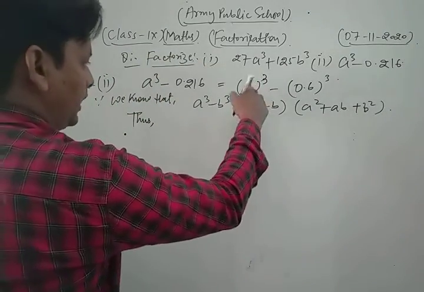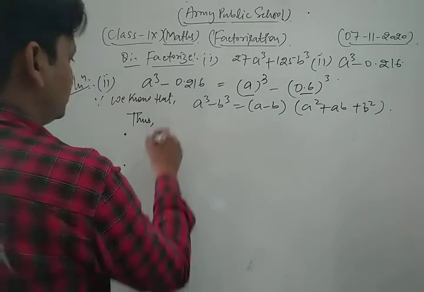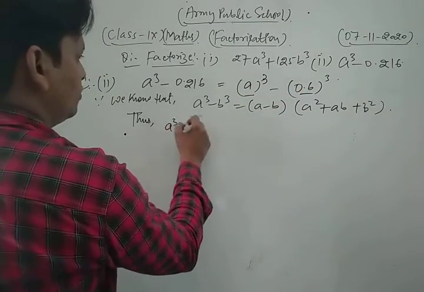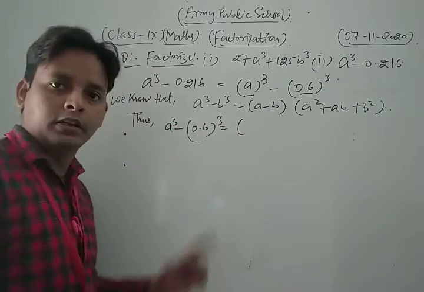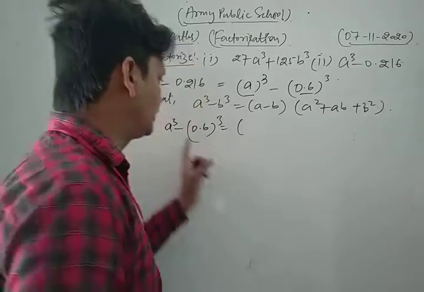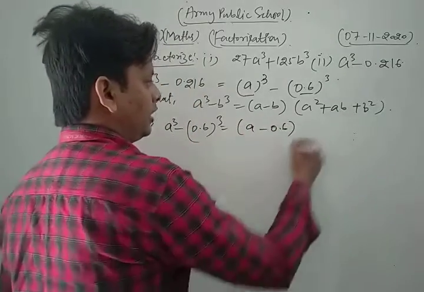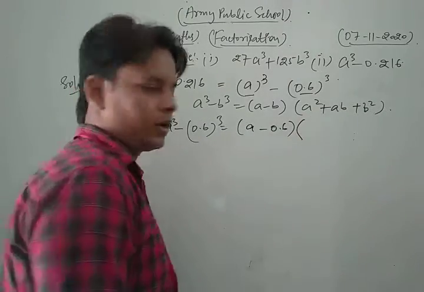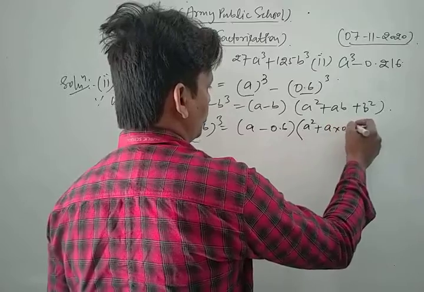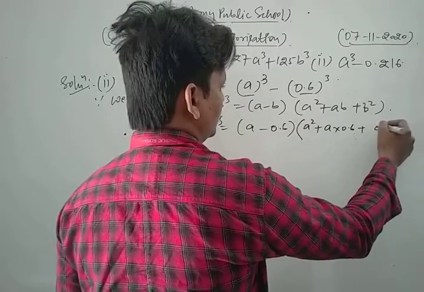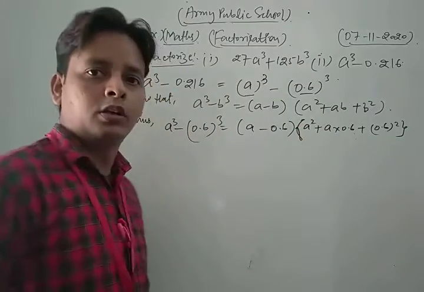Thus, now we expand. This is a, this is b. The value of b is what? 0.6 cube. Thus a cube minus 0.6 cube we write as a minus b. A minus b now, dear students. So let's see. A is a, b is 0.6. Okay. Now in the second bracket, a square plus ab means a into 0.6, plus b square means 0.6 square.